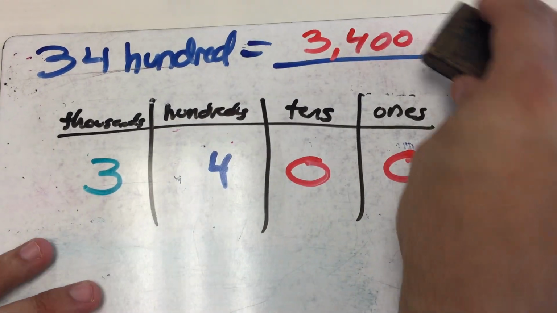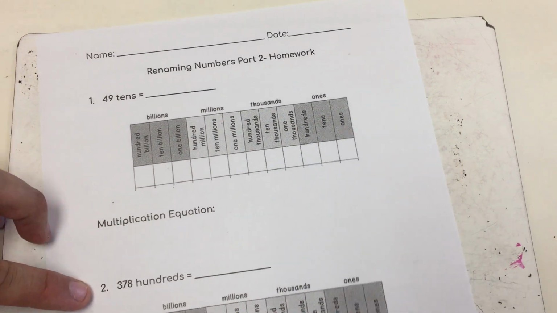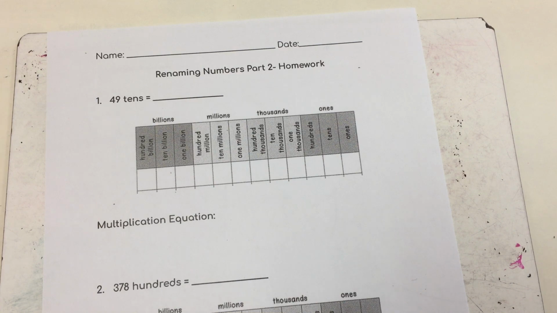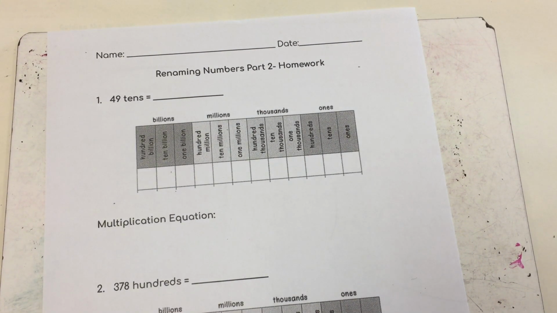So now would be a good time. Pause the video and take a look at your homework worksheet. If you feel like you're ready to try it on your own, give it a go. Try number 1, and then we'll go over it together. If you're thinking, I'm still a little hazy on it, well, that's fine. We'll go through it together right now.